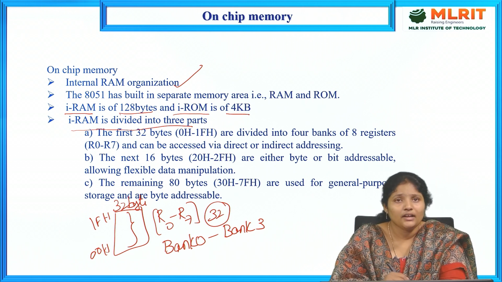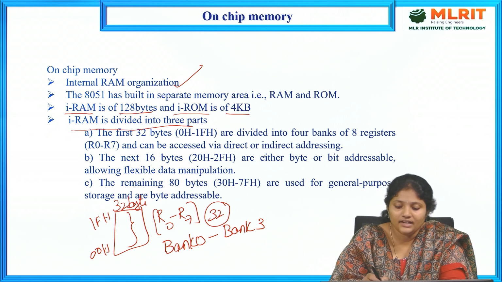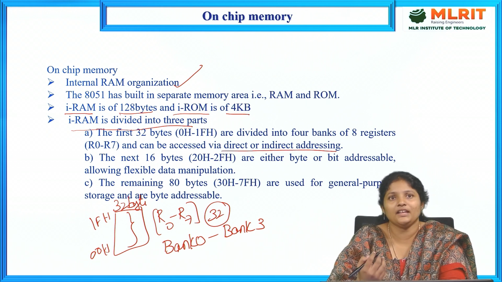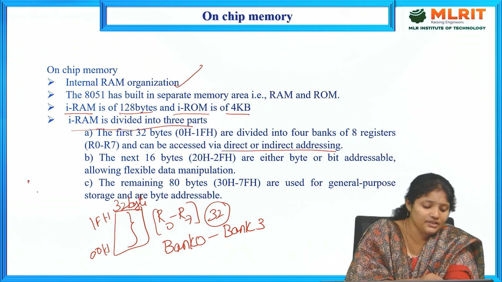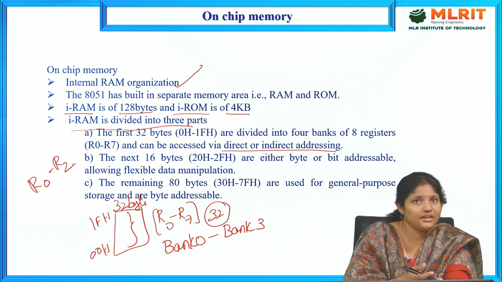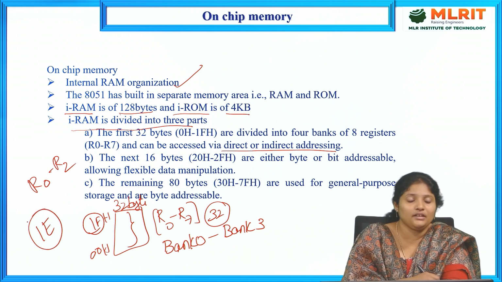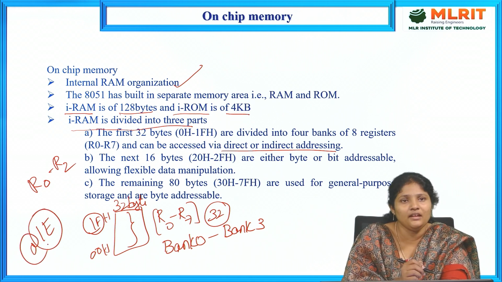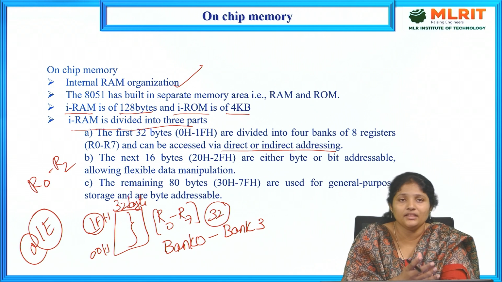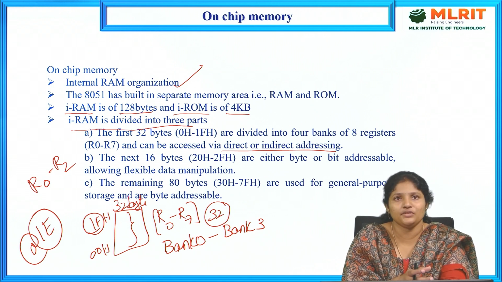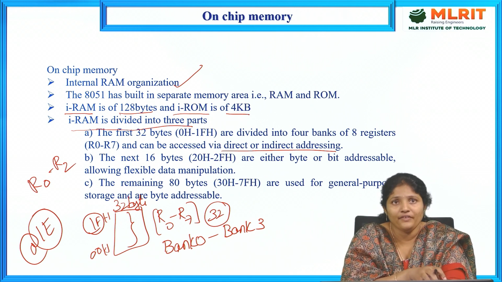These can be accessed by using direct and indirect addressing modes. You can directly mention registers R0, R2, R3 in the instruction itself, or you can use the address location of that particular register. If I mention @R0, it represents the data present at that particular address location. The first 32 bytes of the 128 bytes of internal RAM of the 8051 microcontroller are reserved for the register sets R0 to R7 of bank 0 to bank 3.